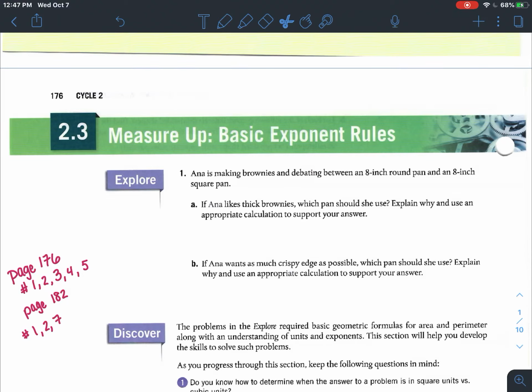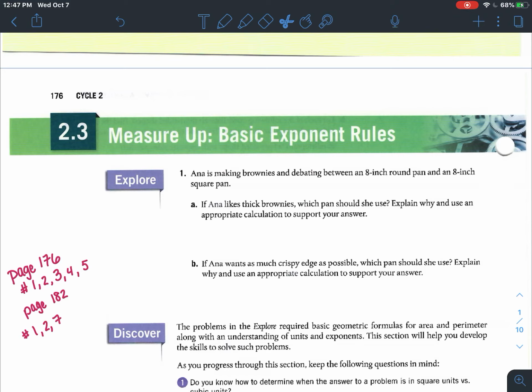All right, so 2.3, we are exploring basic exponent rules. Something that you should have learned in Math 1, probably refreshed in Math 2. I have no idea about Math 3. I've never taught it before. And we're going to revisit those exponent rules one more time.